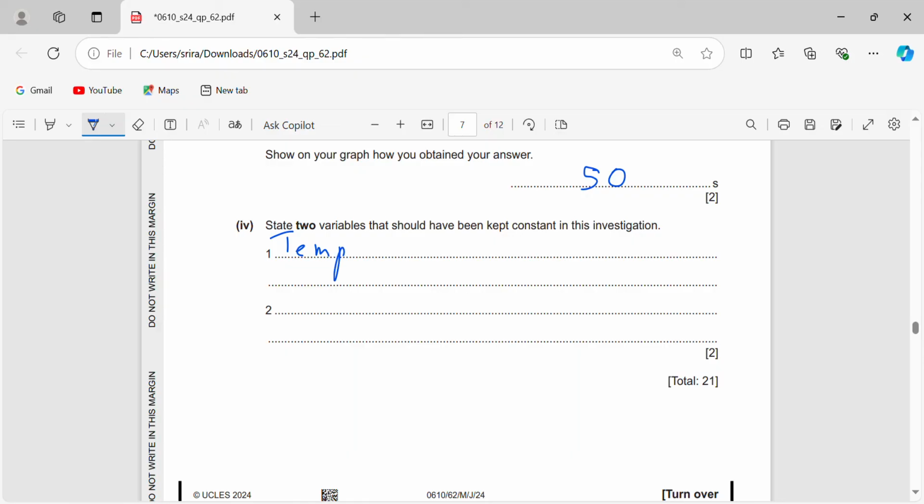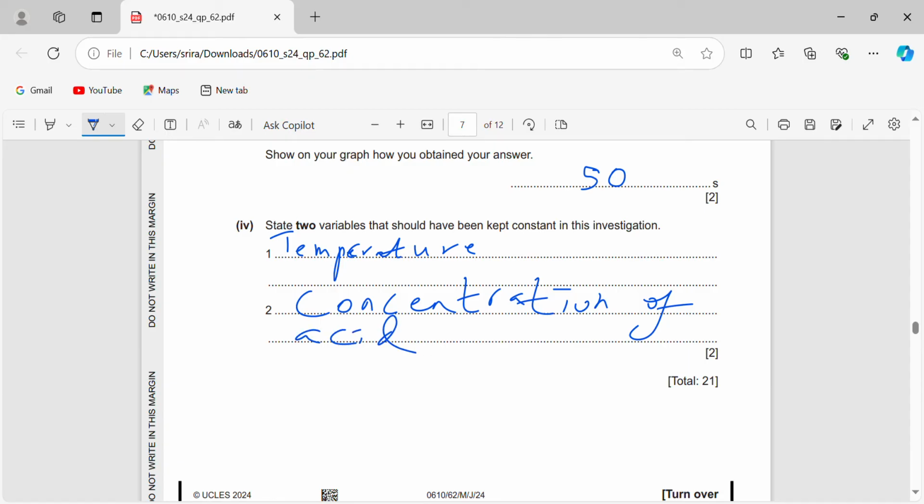So temperature could be any temperature. You don't have to specify that. And concentration of acid.